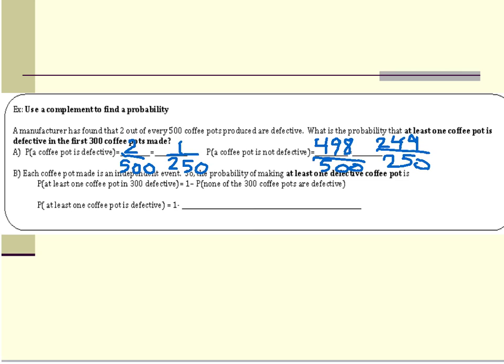So to find the probability that at least one coffee pot is defective, we're going to do 1 minus the probability that none of the 300 coffee pots are defective. Well, our probability for one not being defective is 249 out of 250. But we have that 300 times, so we need to raise that to the 300th power. So it's 1 minus 249 out of 250 to the 300th power. That's about equal to 7/10.